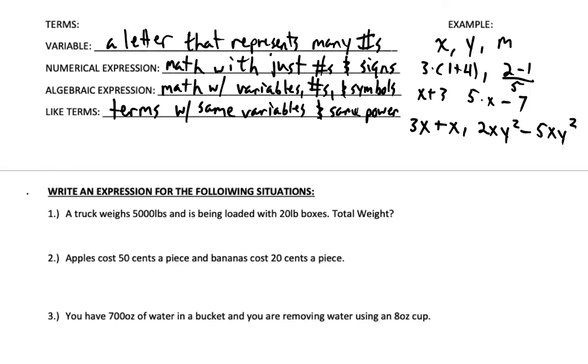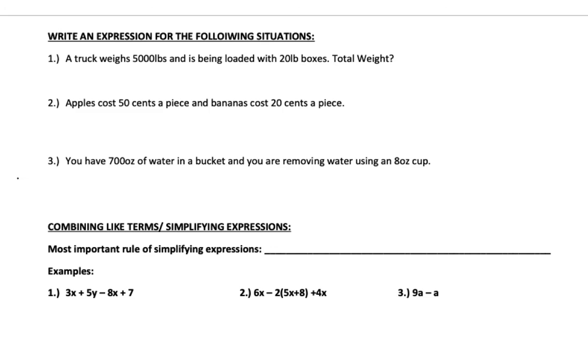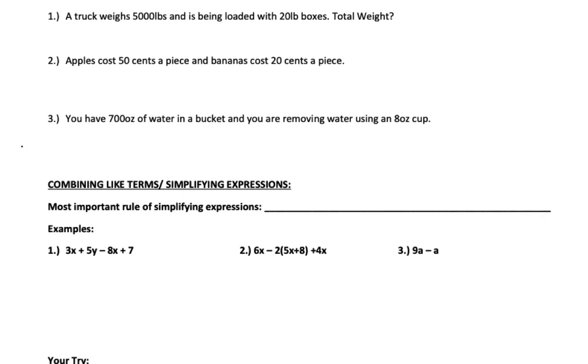Right. Now we're going to apply these and write out some expressions. We'll start with the first one. I'll go through it, and then I want you to try the next two on your own. If we have a truck that weighs 5,000 pounds and it's being loaded with 20-pound boxes, we're looking for the total weight. What would the total weight be? Well, that would be 5,000, right? We know there will be 5,000 pounds, and we have 20 pounds from each box. We just don't know how many boxes there are. There could be 1, there could be 100. So this would be how we write that expression.